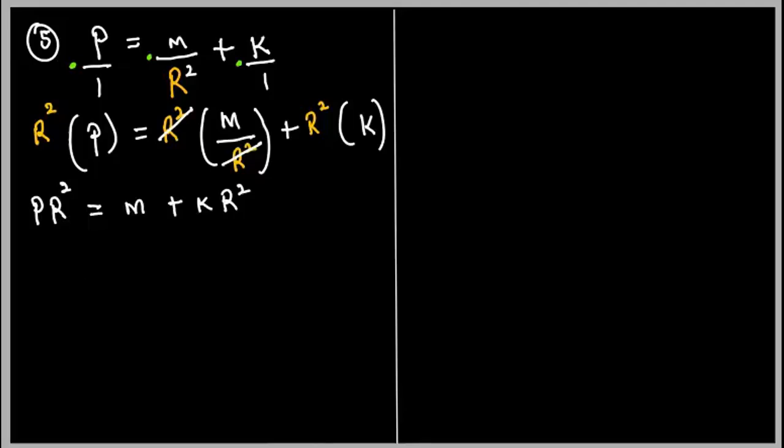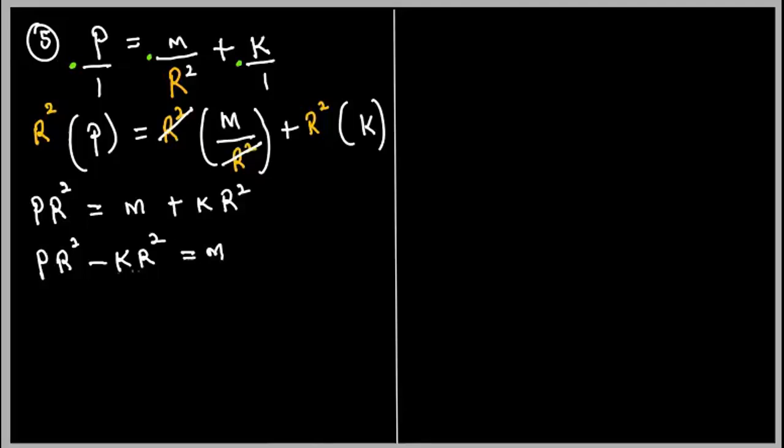So don't forget what you're asked to find. You're asked to find r. Now how can we get r? Let's take like terms in r. All r terms should come to one side. We have an r term on the right hand side, that is k r squared. It's positive. When it comes to the left, it becomes negative: P r squared minus k r squared equals n.